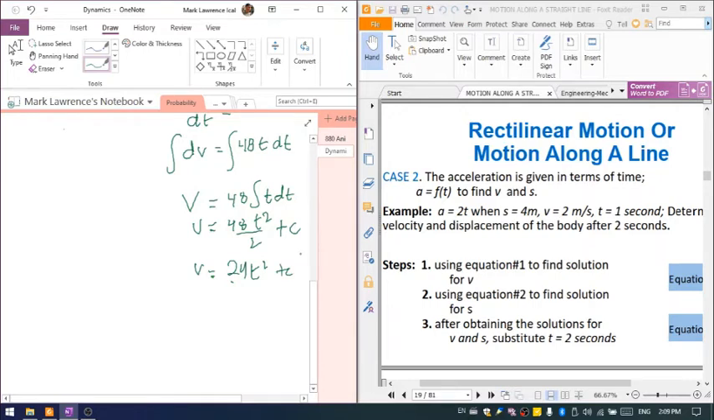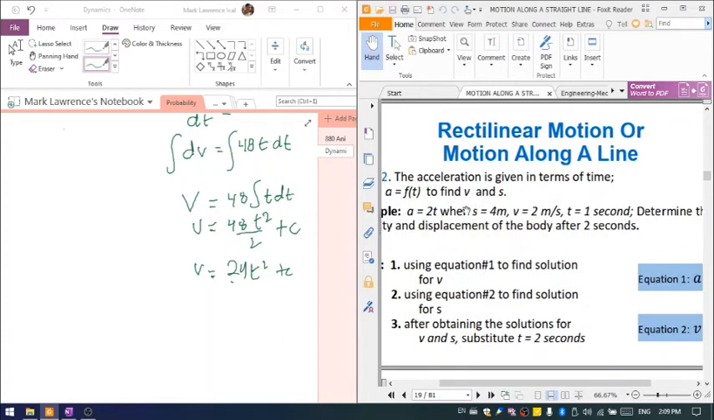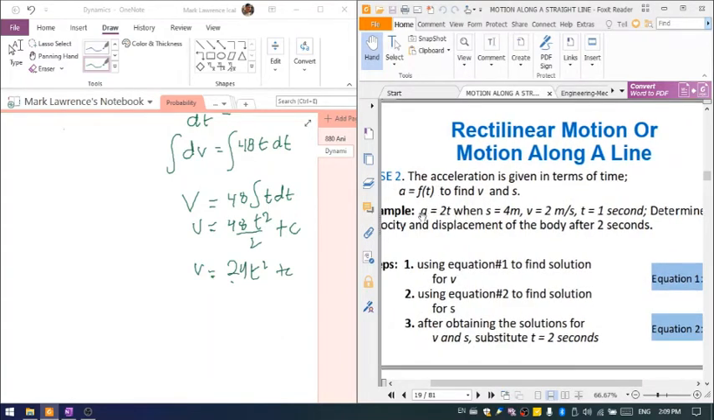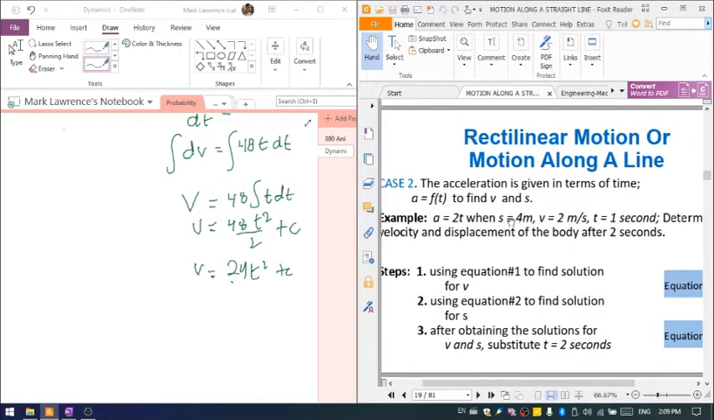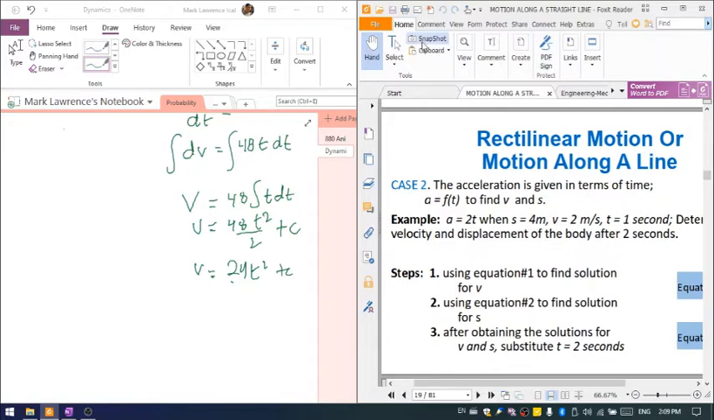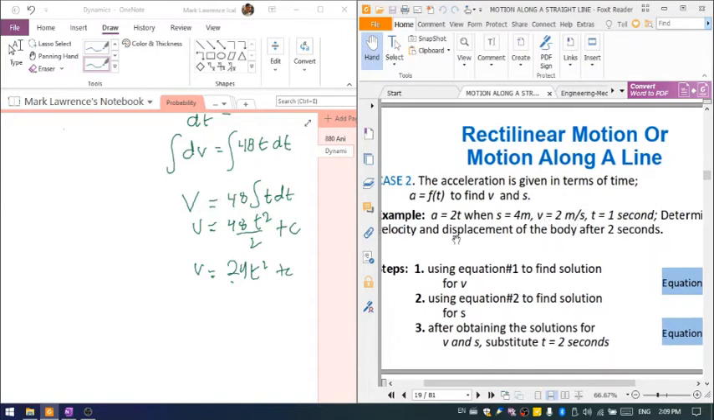Alright, so that's where another set of values comes into play. All you need to remember is that when the acceleration is given in terms of time like this, and you're out to find the velocity and the displacement s, in the problem there should be given another set of values like this one. So we're going to substitute these values in order for us to get c.